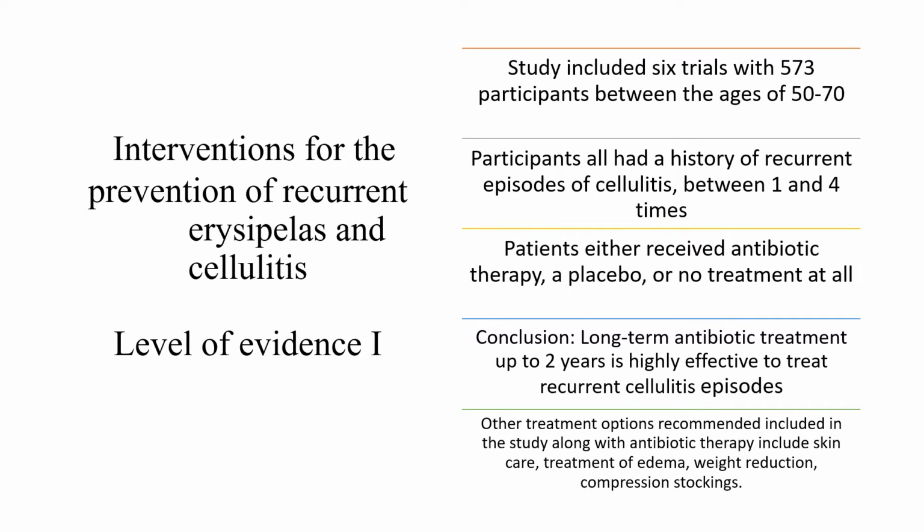They were either placed on antibiotic therapy, placed on a placebo, or given no treatment at all. And the conclusion overwhelmingly states that long-term antibiotic treatment is most effective for recurrent cellulitis. They say up to 2 years is highly effective. But in addition to that, other treatment options are recommended. They include, along with the antibiotic therapy, skin care education, treatment of edema, so possibly a diuretic needs to be prescribed, weight reduction in an overweight patient, and compression stockings, which are very effective in preventing cellulitis.